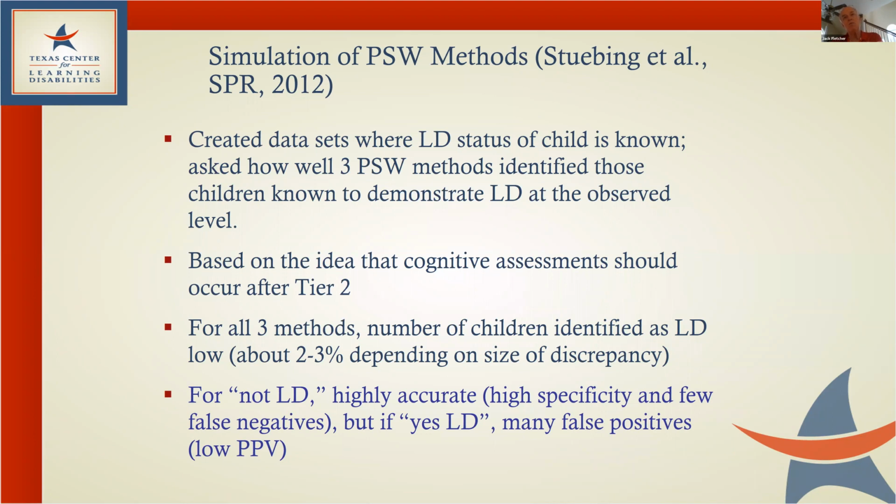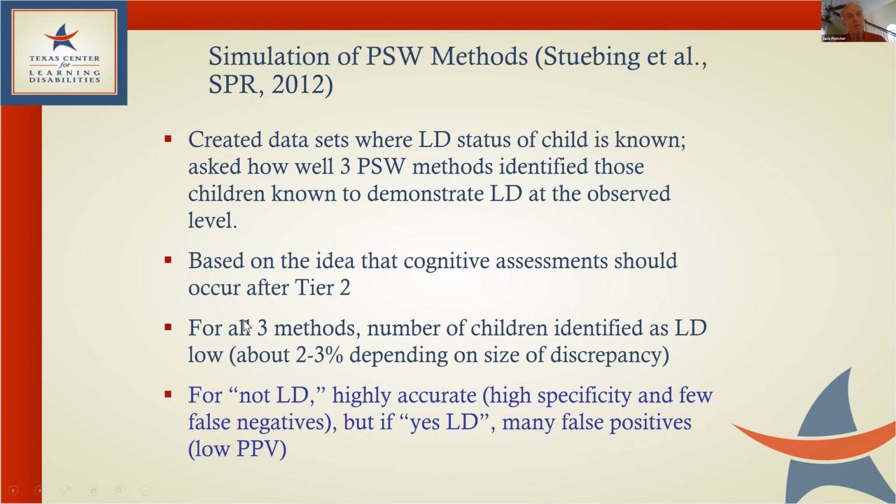You just create distributions of data and you set cut points. And we ask how well the 3 PSW methods could recover these latent identifications. So you then take the simulated data and you feed it into the algorithms that these programs use. It's based on the idea that cognitive assessment should only be done after tier 2, not after tier 1, so that you wouldn't do it routinely. You would only do it with kids who fail tier 2 intervention.